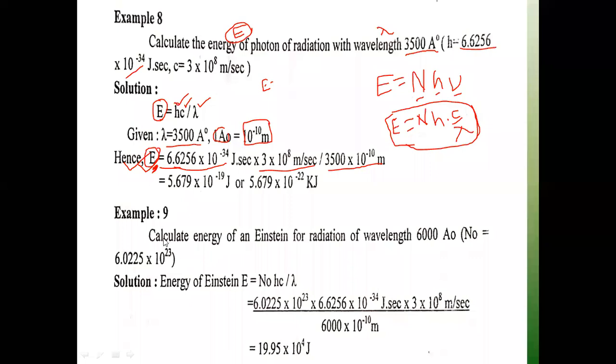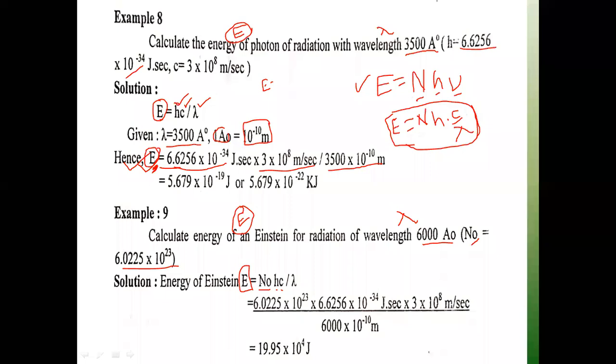The second example is a numerical problem. Calculate the energy of an Einstein of radiation. Again you have to find the energy, the value of E, for a given wavelength, lambda, where N is Avogadro's number. Then you find the value of the Einstein. The equation we know is: E, the Einstein energy or photon energy, is equal to N, Avogadro's number, times h c upon lambda. That is the complete equation.